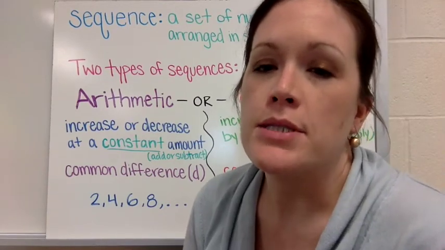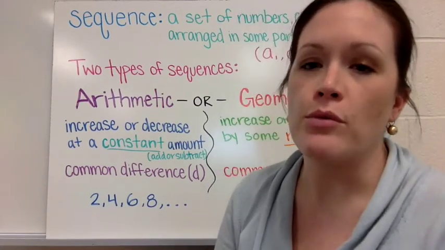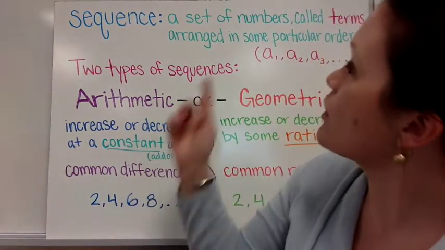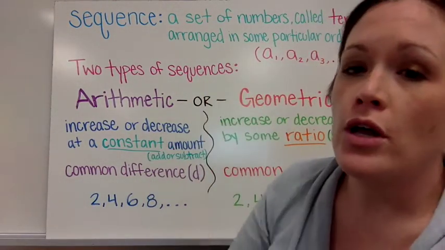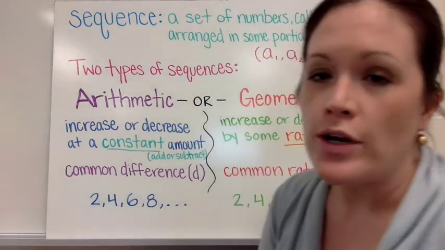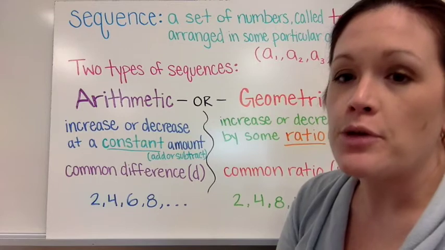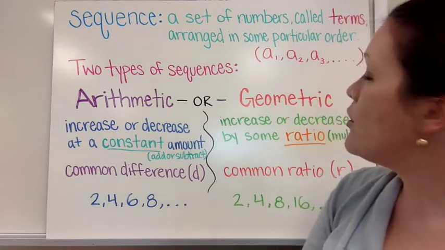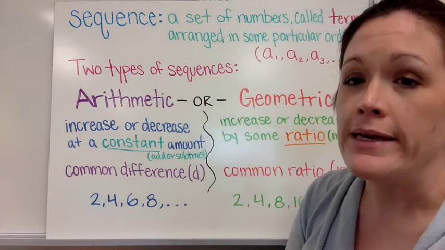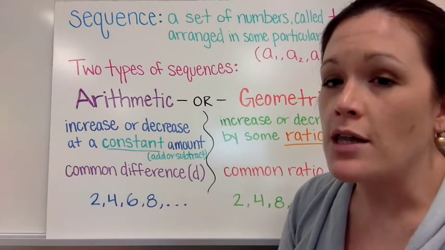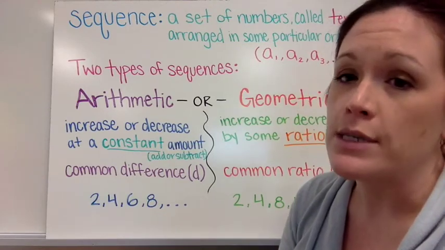Let's talk about sequences. A sequence is a set of numbers called terms that are arranged in some particular order. The first term we note is called a sub 1. A sub 2 would be your second term, a sub 3 the third term, and so on. And we call the nth term a sub n. So those are some terminology that we use when we're talking about sequences.